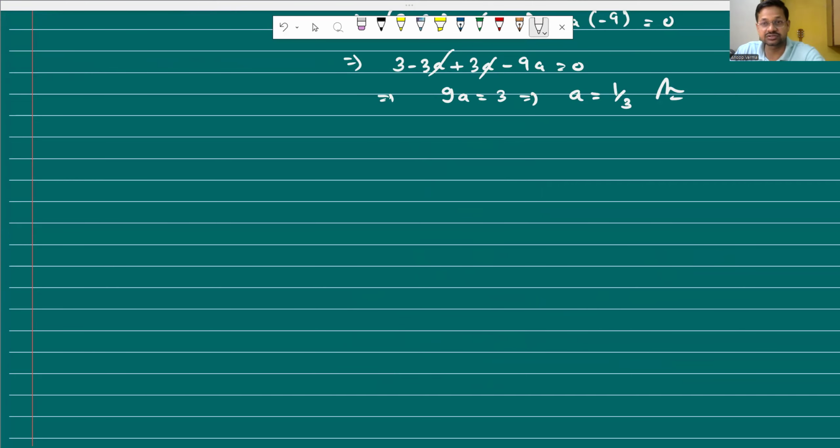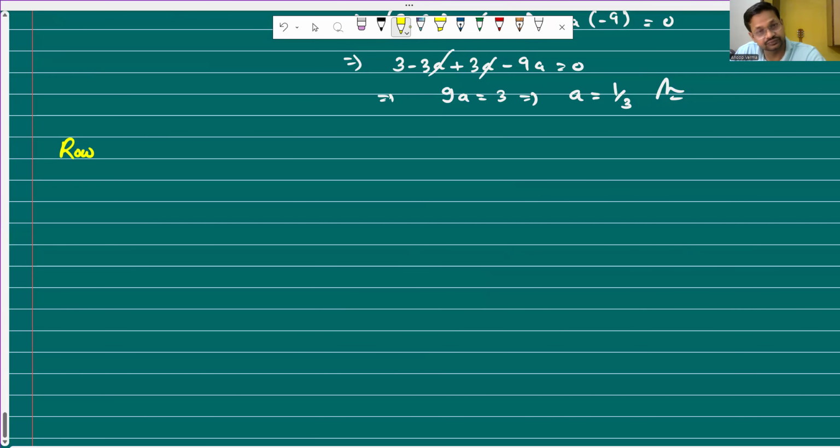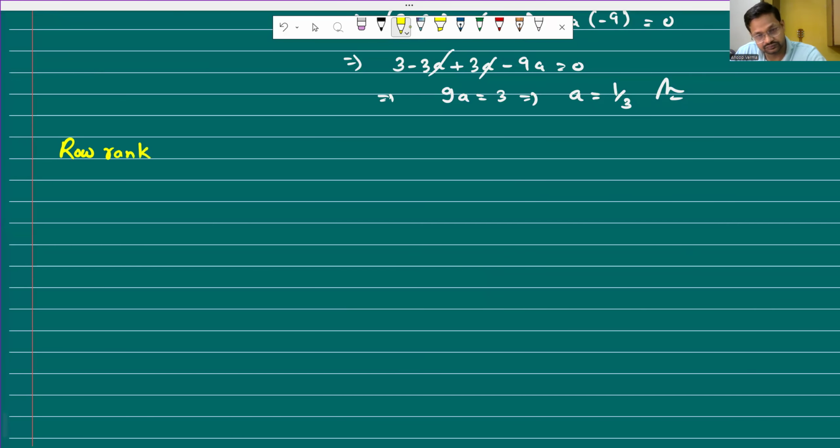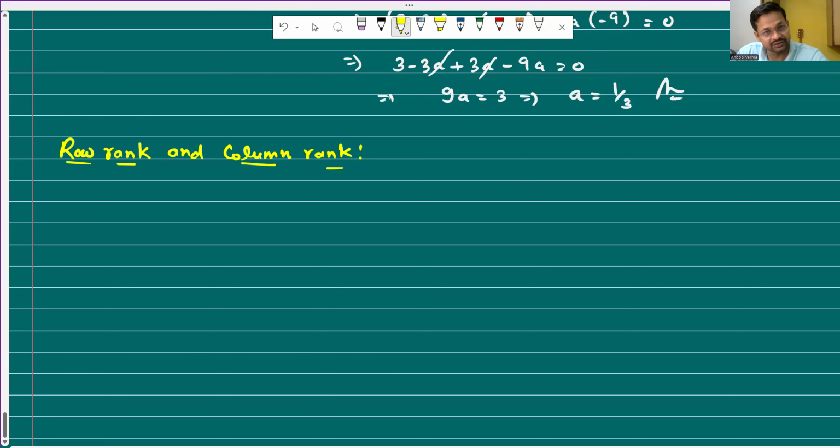Okay, so let's discuss today's topic, that is row rank. Sania, did you understand how to solve the previous problem? Yes, sir. Okay, so row rank and column rank. Let's define them one by one. Let's define first the row rank.